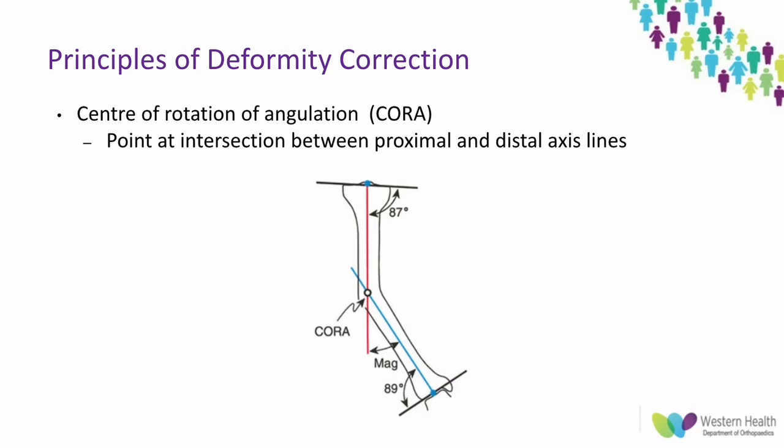Now, moving on to the principles of deformity correction. This is quite a difficult concept. I'll go through what is called the CORA method. And the main first concept here is the center of rotation of angulation. So this is a point at the intersection between the proximal and distal axis lines. Now it's easier to understand in the tibia because both the mechanical and anatomical axes are the same, whereas there's 7 degrees difference in the femur.